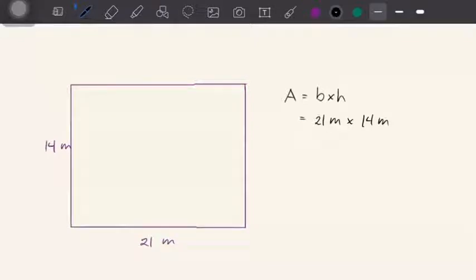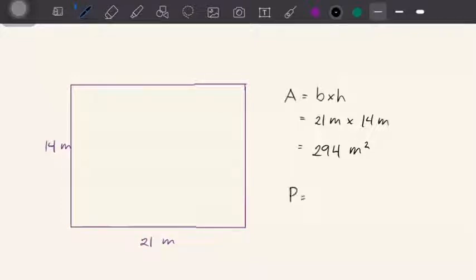And then multiplying the two, you can use your calculator on this one and pause this video. You will get 294 meters square. So that's going to be the total area inside the space inside this figure.